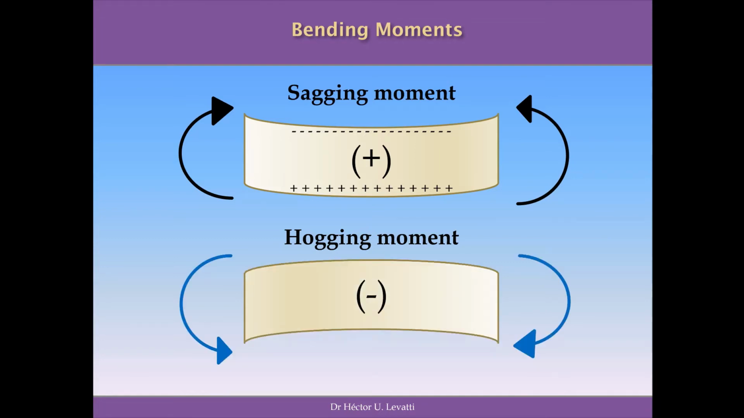The other alternative is to have a hogging moment, where the external load produces a bending in this way, producing tension on top of the beam and compression at the bottom of the beam. That is to say, the fibers on top of the beam are under tension and the fibers at the bottom of the beam are under compression.